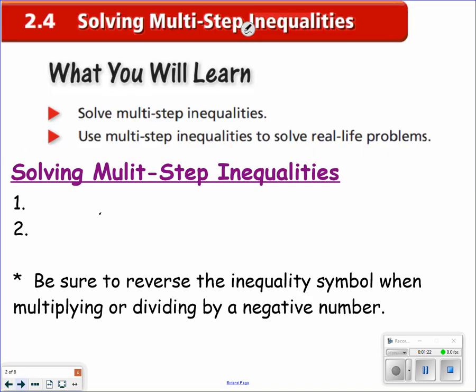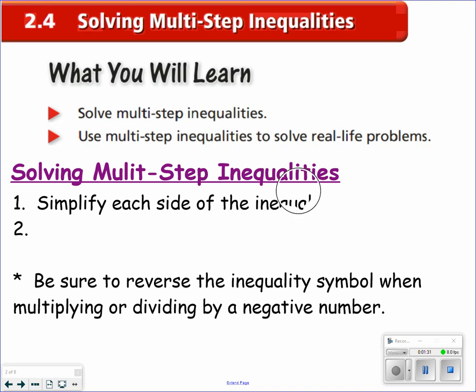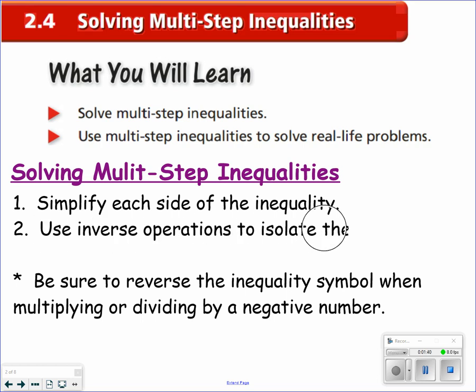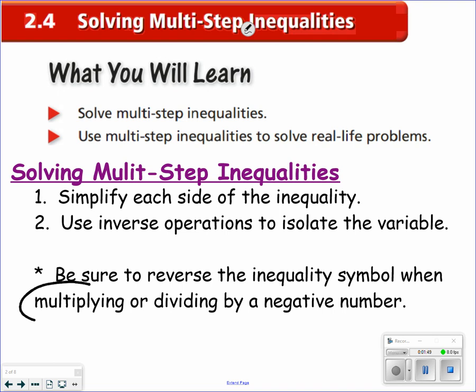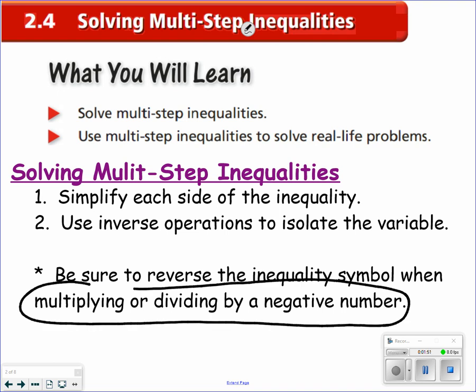So let's talk about section 2.4, multi-step now with inequalities. So the first thing when I have a multi-step inequality, just like when I have a multi-step equation, I'm going to look at each side of the inequality. I'm going to try to simplify it as best I can. Maybe it's distributing, maybe it's adding like terms. And then I'm going to use inverse operations to go ahead and isolate the variable. Do not forget that if you multiply or divide by a negative number, you have to change the inequality symbol.